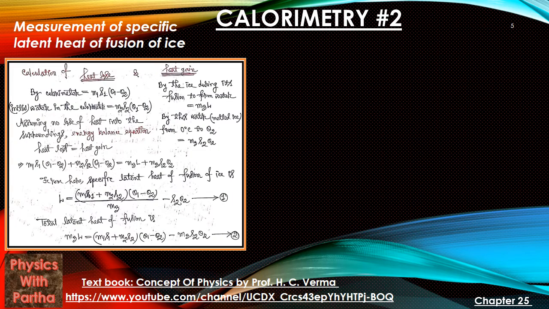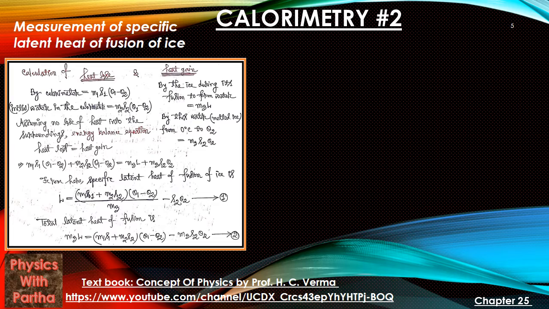The calculation is nothing but heat lost equal to heat gained. So here all the terms of lost heat are written. Heat lost by the calorimeter and the water in the calorimeter, assuming no loss of heat into the surroundings, and heat is gained by the ice during the fusion process, and heat is gained by the water from the melted ice from 0 degree to theta 2.